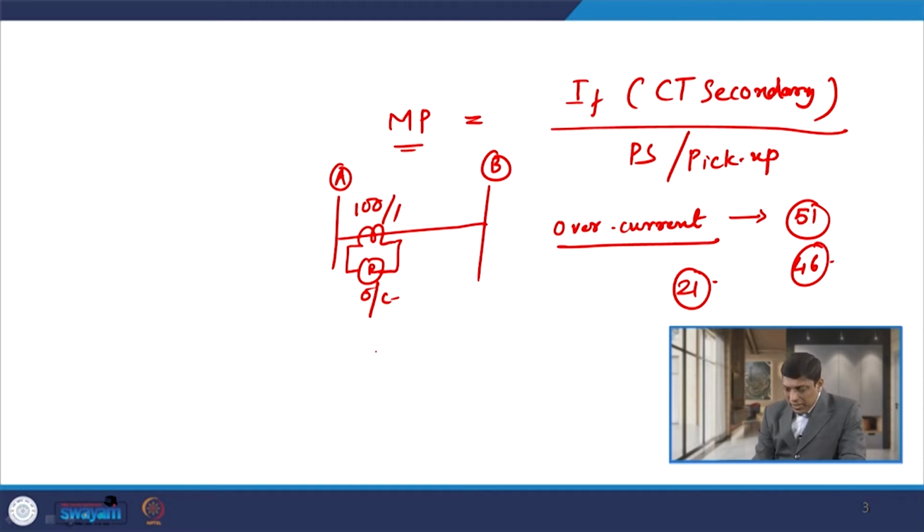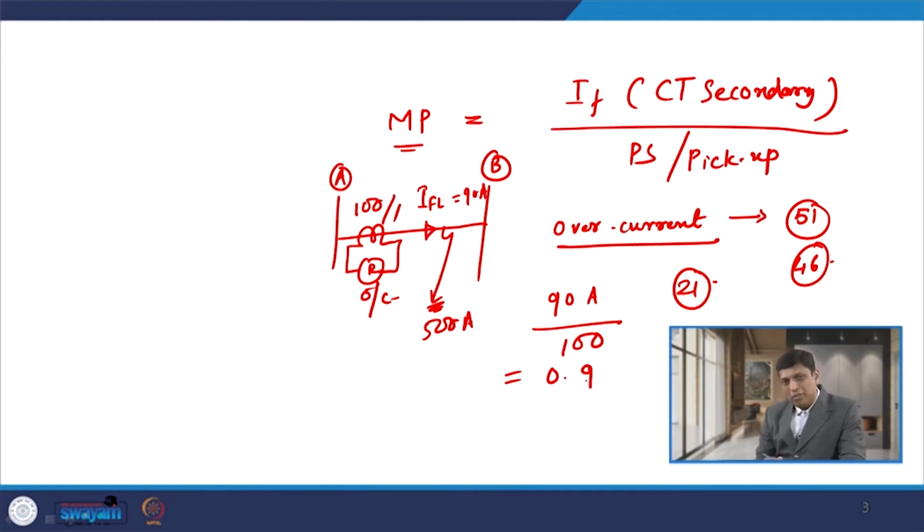In this case, let us consider the fault current on this feeder to be 500 ampere, and the full load current of this feeder to be, say, 90 ampere. So, the plug setting of this relay is nothing but 90 ampere, the full load current, divided by the CT ratio, that is 100. So, the value is 0.9. If I convert this value to percentage, it is 90%.